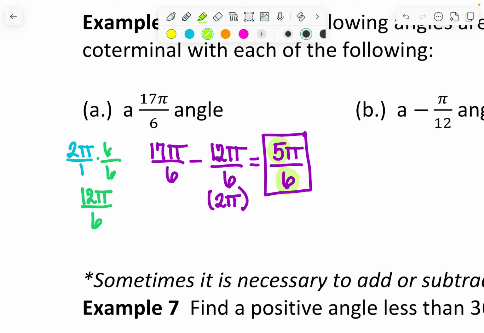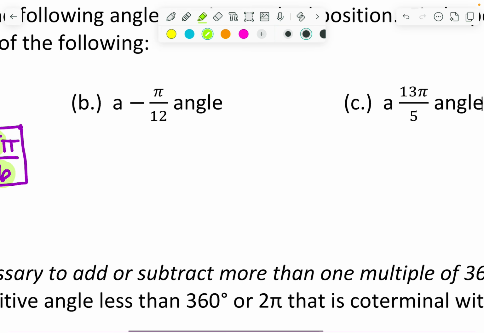If I had something like 13 over 6, 6 goes into 13 twice, that is too big. I need to subtract more than that. Okay, it always has to be a multiple of 2 pi though, not 1 pi. So be careful with that. Okay, let's look at B.